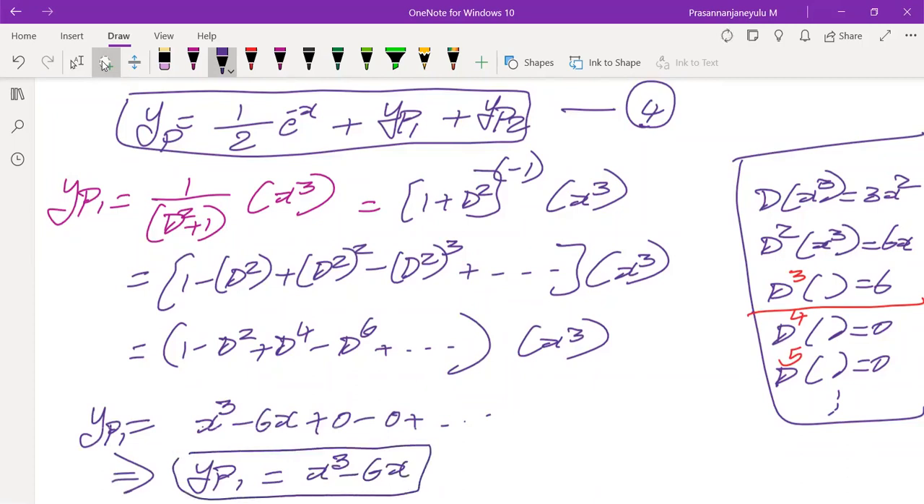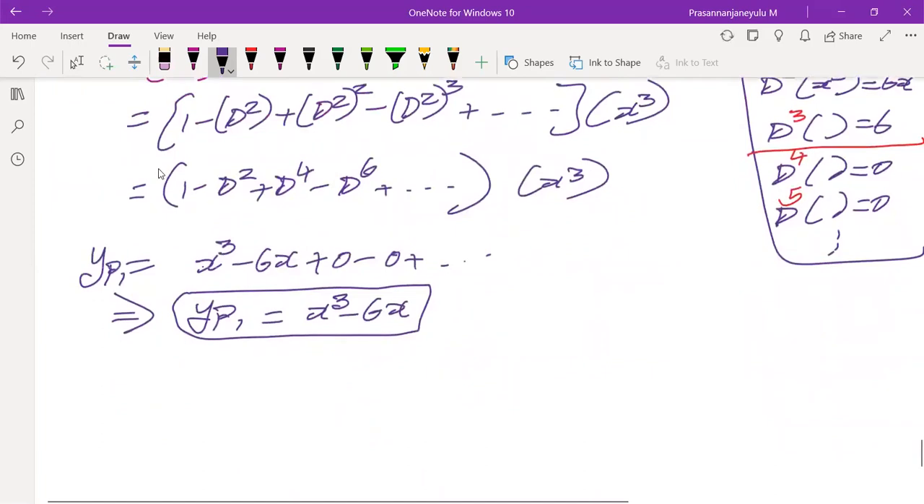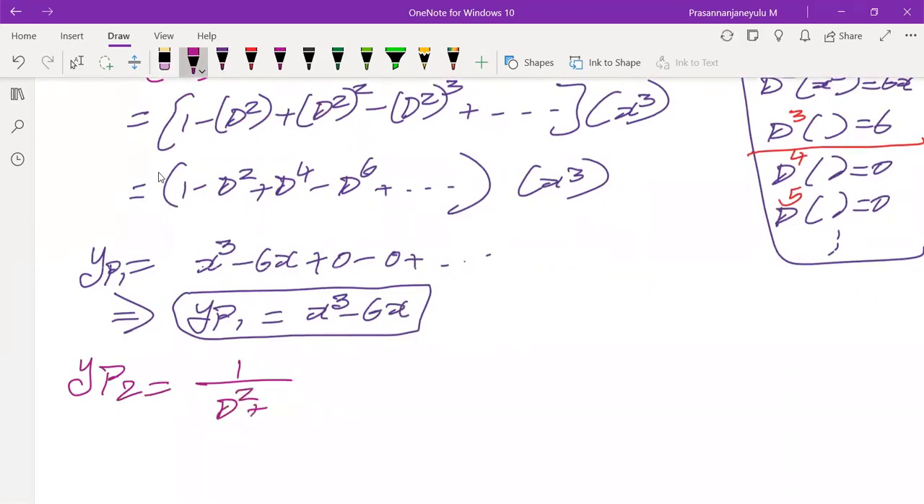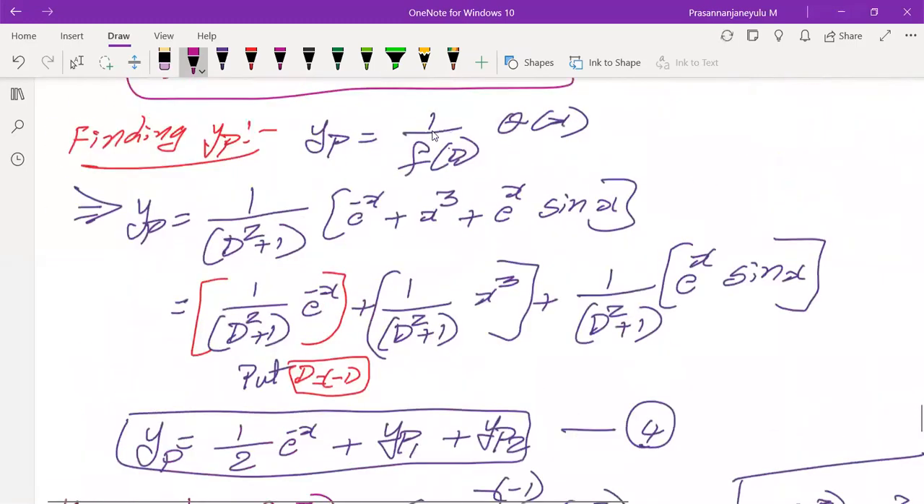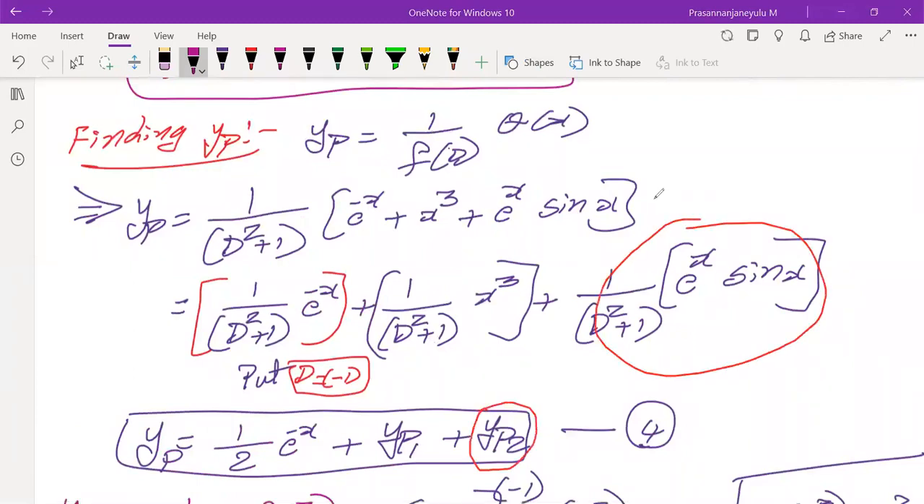Now we have to go for yp2. What is the yp2? yp2 equals 1 by D square plus 1 of e power x into sin x. Check, we have got the same. So this is what we have taken as yp2. Which one? This term is the yp2, 1 by D square plus 1 of e power x into sin x.